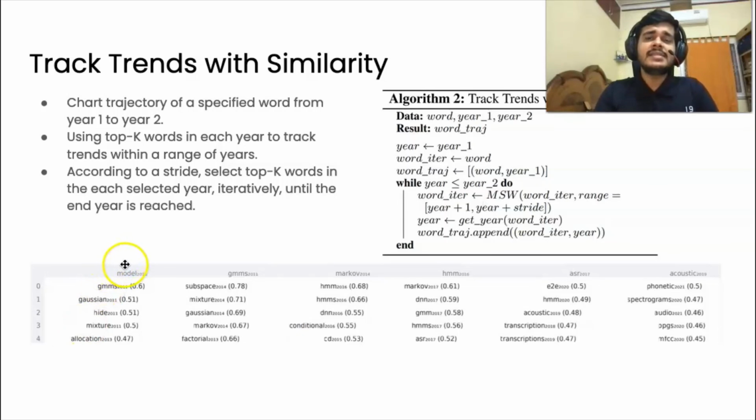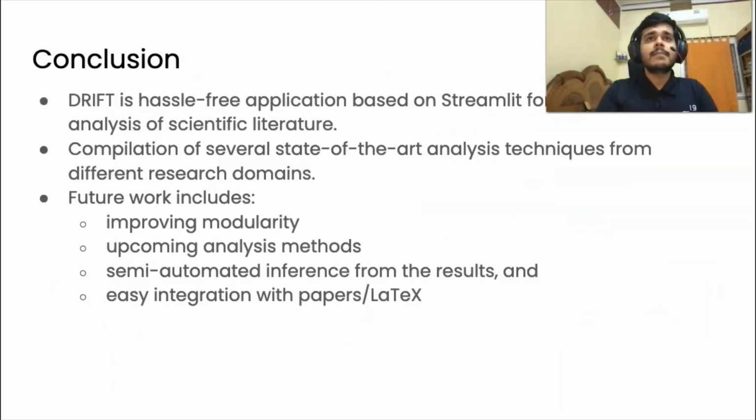In the example below, we can see that the term model in 2010 was related to GMMs in 2011, and it eventually leads to ASR in 2017 and acoustic in 2019. This makes sense because earlier GMMs and HMMs were used for automatic speech recognition, or ASR.